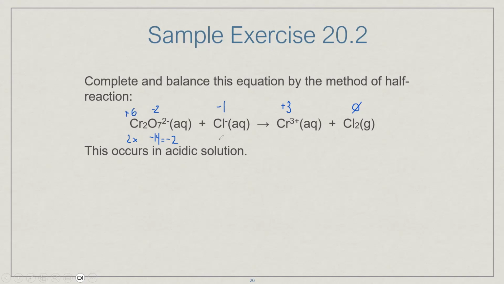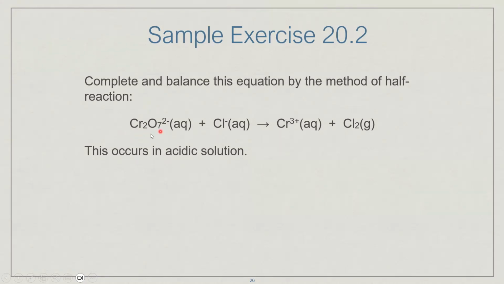So when we're looking at this reaction, we can see the chlorine is going to get oxidized. It's going from -1 to 0. And then the chromium is going to get reduced, going from +6 to +3. So we can use that to just write our general half reactions.